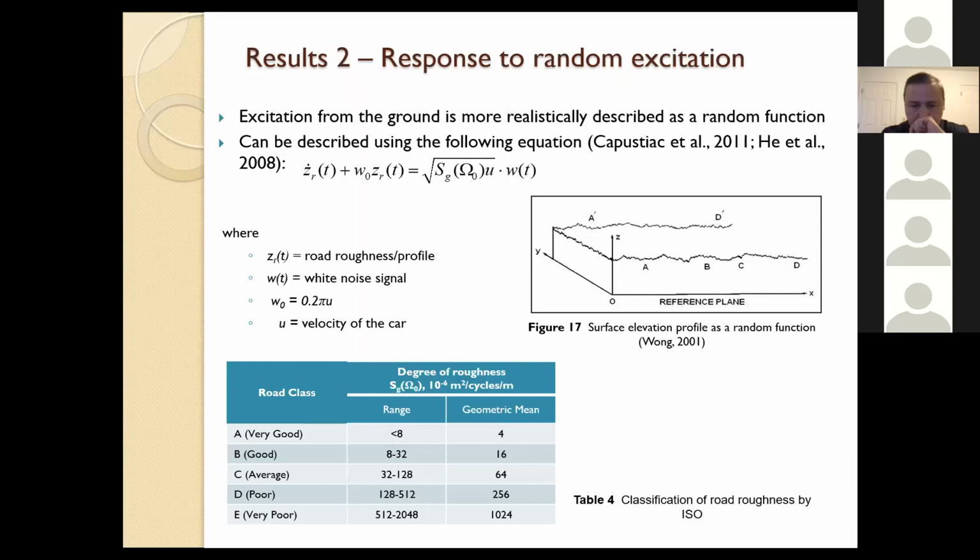There are actually a lot of models for the road profile, and we selected this one following a couple of well-known scholars who have been using it for a while, and the result of their research is quite close to reality, which are Kapustiak and also he and his group.